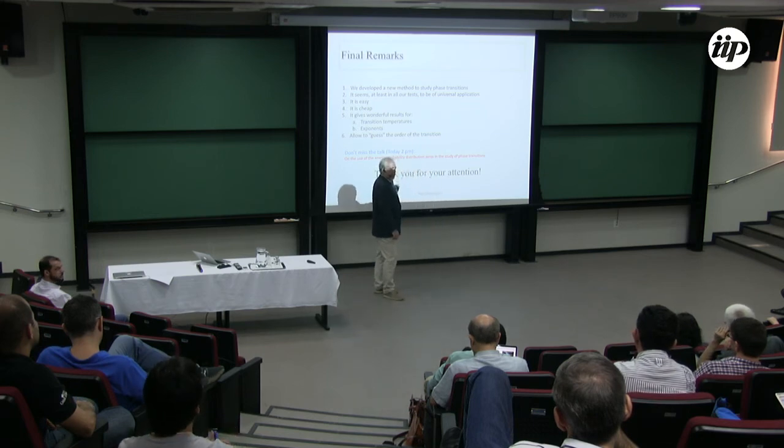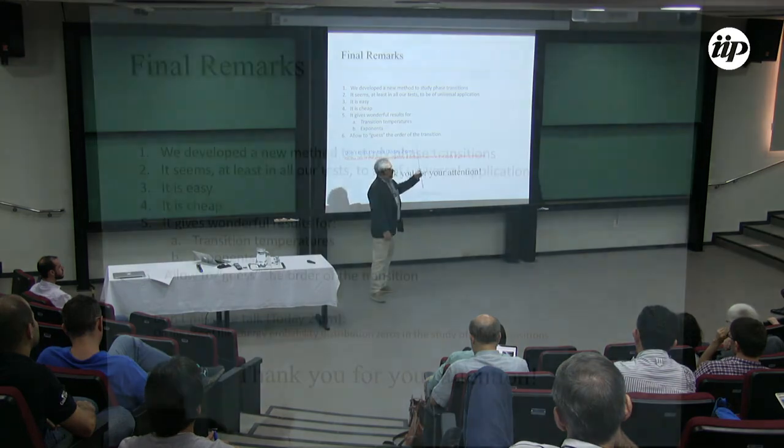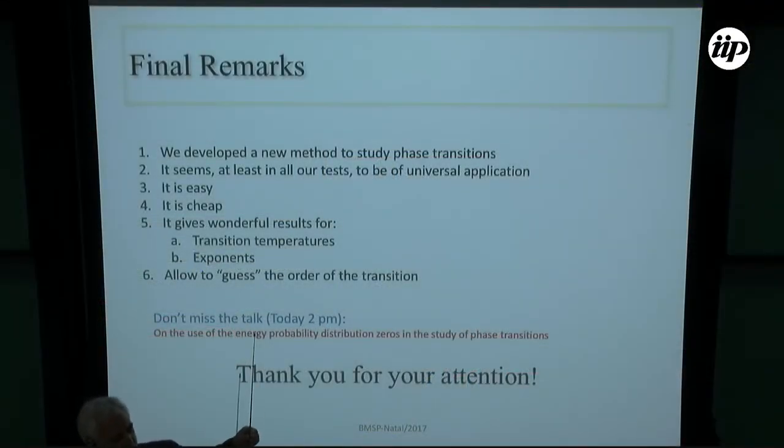In this case here, you are exactly at the pseudo transition. Then you can get the exponents at each of those points with high precision and make the finite size scaling that you know. That's the wonderful way.